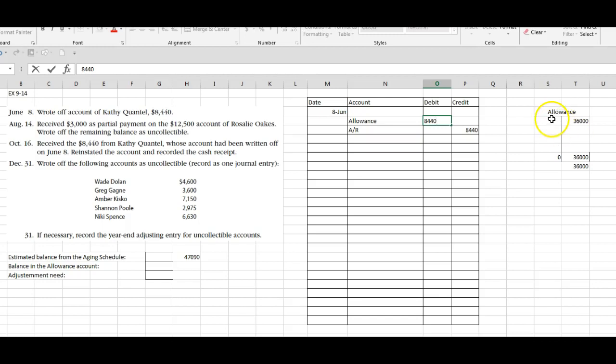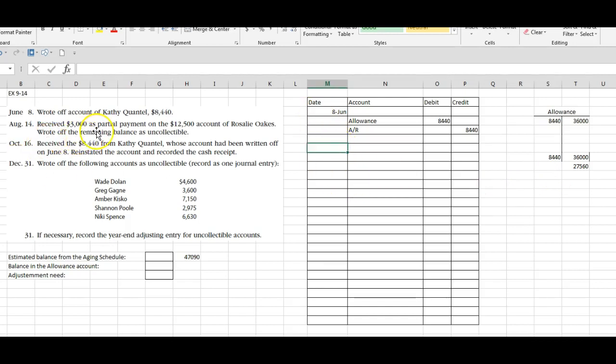Now, this allowance starts with a $36,000 balance. So I'm just going to debit that right now so we can see what happens with that. Now, you see how that changed the balance? The true balance now is $27,560. So that's our first one.